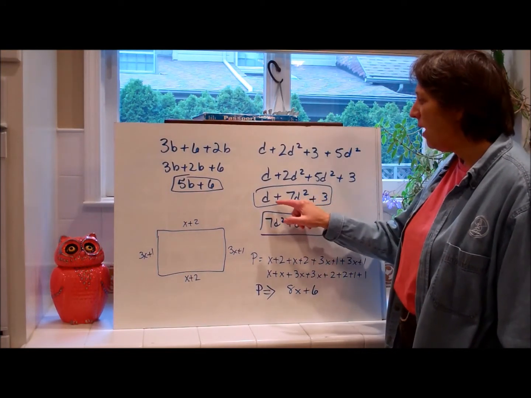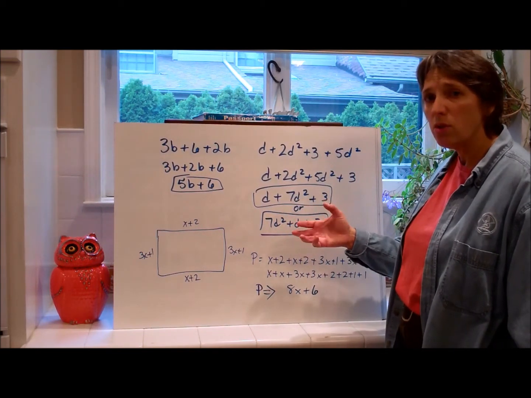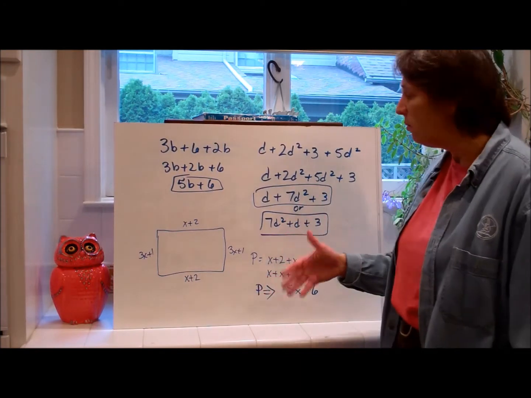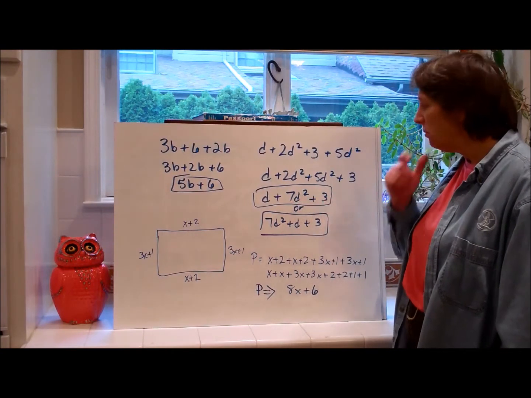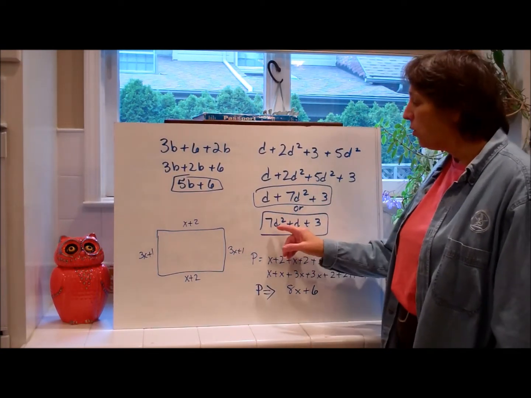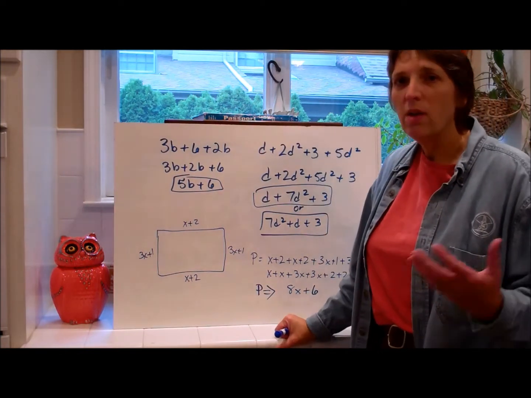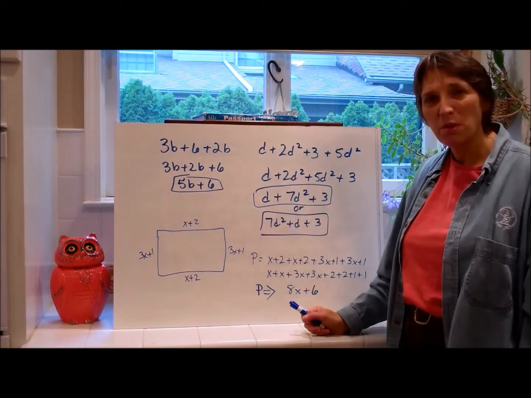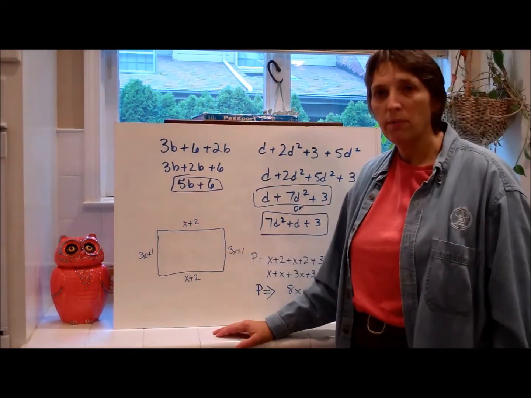Now notice though, I wrote 2 answers. Either one is fine, but usually you line up the exponents in descending order. But if you don't, it's okay. If you wrote d plus 7d squared plus 3, that's fine. Or you could write 7d squared plus d plus 3. And what allows us to rewrite it? The commutative property of addition, because we could just switch places with them. It doesn't matter.